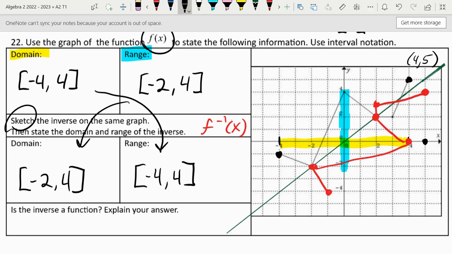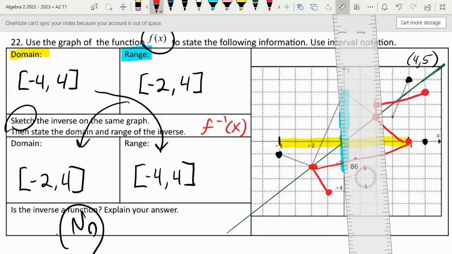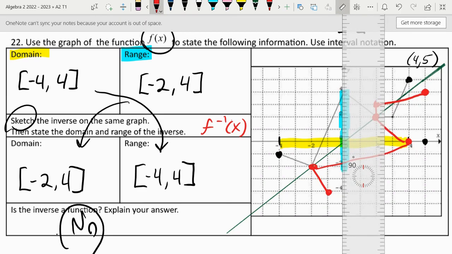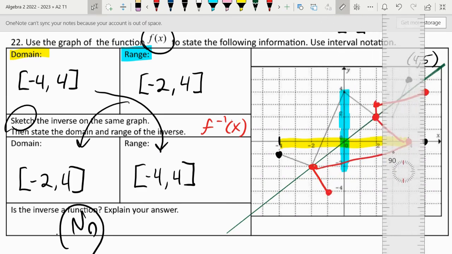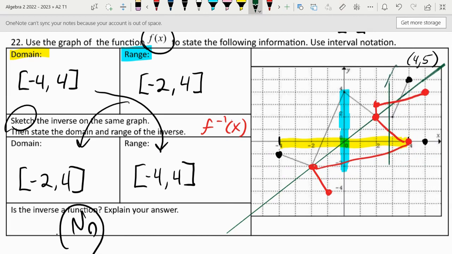Is the inverse a function? No. I can tell right now that it's not, because I can draw a vertical line right here and it will pass the vertical line test, but it won't right here. It fails the vertical line test. If you can draw a line anywhere and have it cross more than once, that is a failure. So it fails the vertical line test.